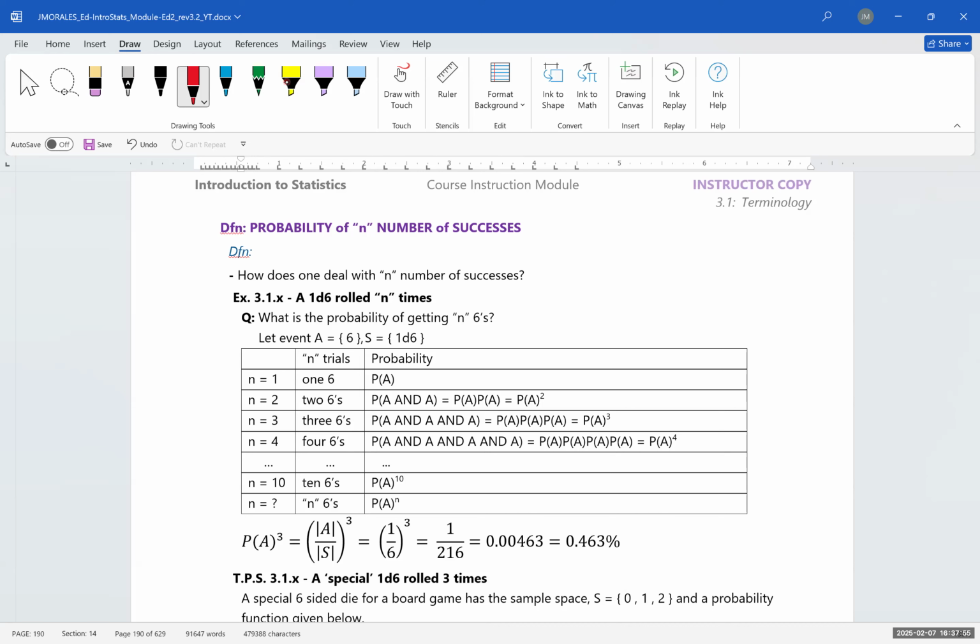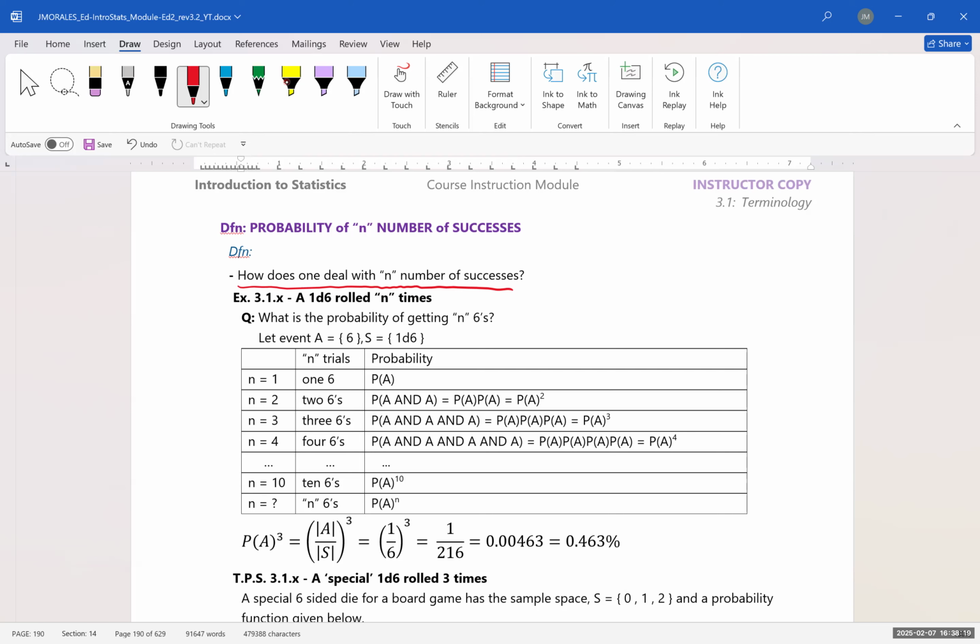Okay, so far we've talked about the probability of a single event. But what if you wanted to calculate the probability of a single event occurring multiple times? So how does one deal with an n number of successes of a single event? So let's learn about this through an example.